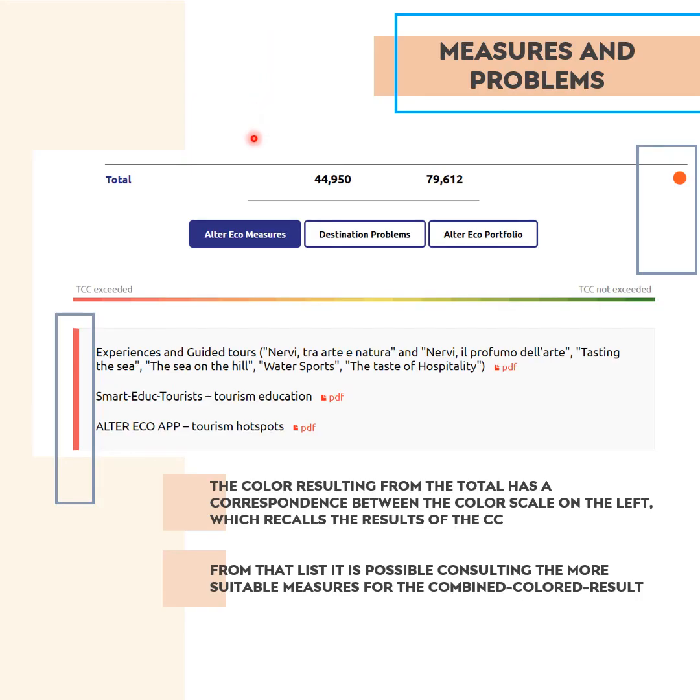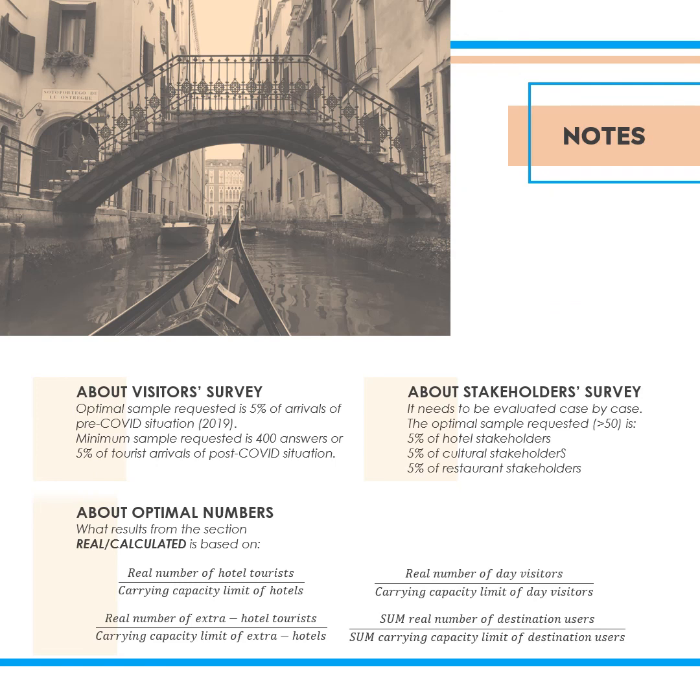Scrolling down the page, once the total has been calculated, please find the correspondence between the resulting color dot here and the color scale on the left. From that list, it is possible to consult the more suitable measures for the combined colored result. This last slide shows some notes and clarifications about the methodology pursued to obtain an optimal number and the optimal sample requested for the surveys.